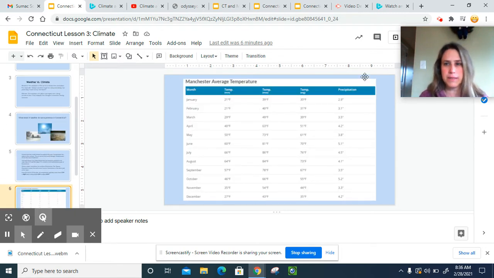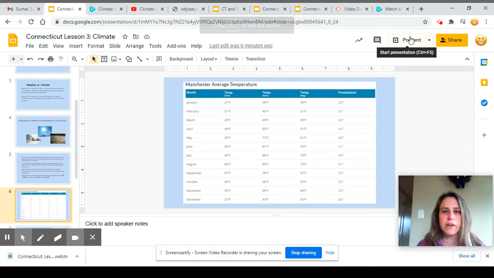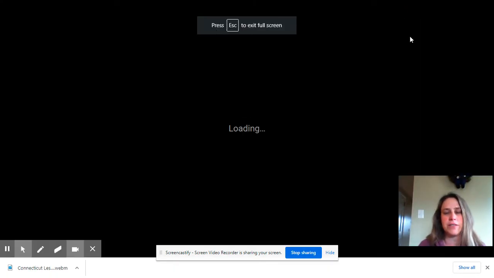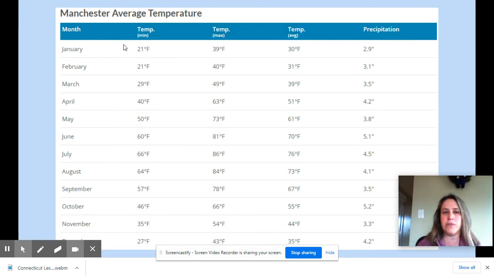Okay, so let me put this in present mode so I can see this a little better. So I just took average temperatures of Manchester. So we're going to look at some data and some graphs. If we look at the month of January, the average low temperature, the lowest it would get, is 21 degrees Fahrenheit, and the highest it would get would be about 39 degrees Fahrenheit. And this is average, okay? There might be a day where it's a little colder, there might be a day where it's a little warmer.